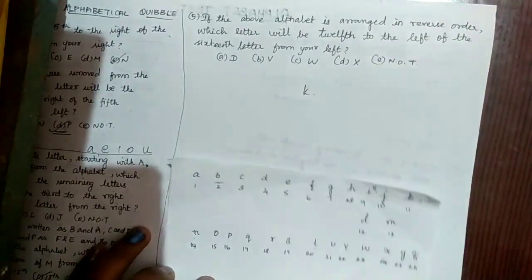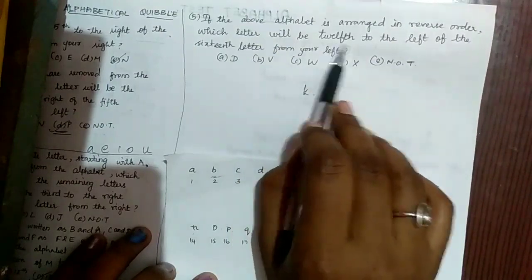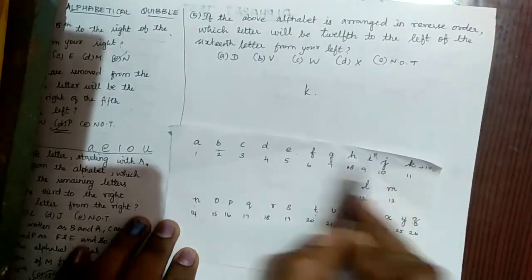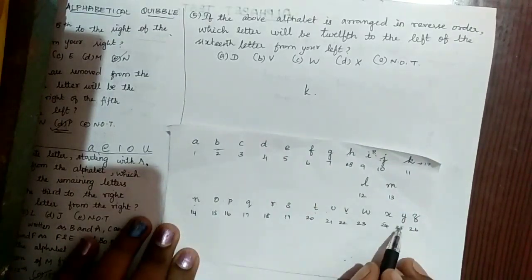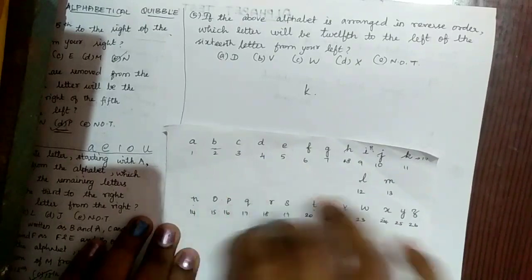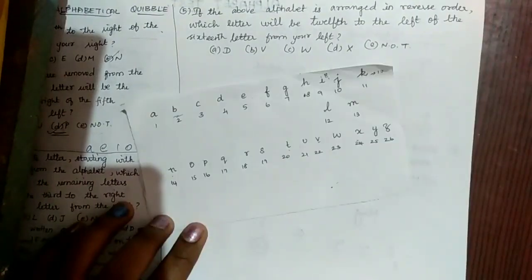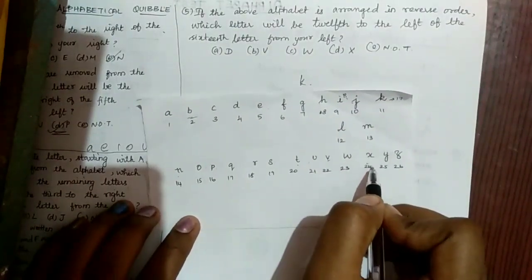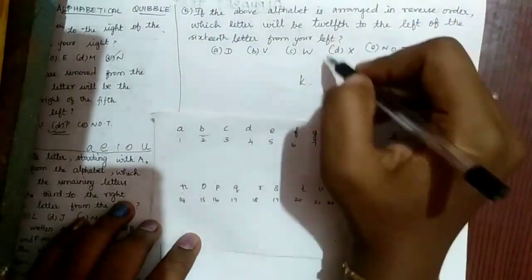So from our reverse, K is the 17th letter, okay? K is the 17th letter, but they are asking which will be the 12th to the left of the 17th letter. We have to count here from the left, 1, 2, 3, 4, 5, 6, 7, 8, 9, 10, 11, 12, okay? Like this we have to count to the left of the letter K. We will be getting X, right? From this we will be getting X as the 12th letter to the left of the K. So the answer is option D.